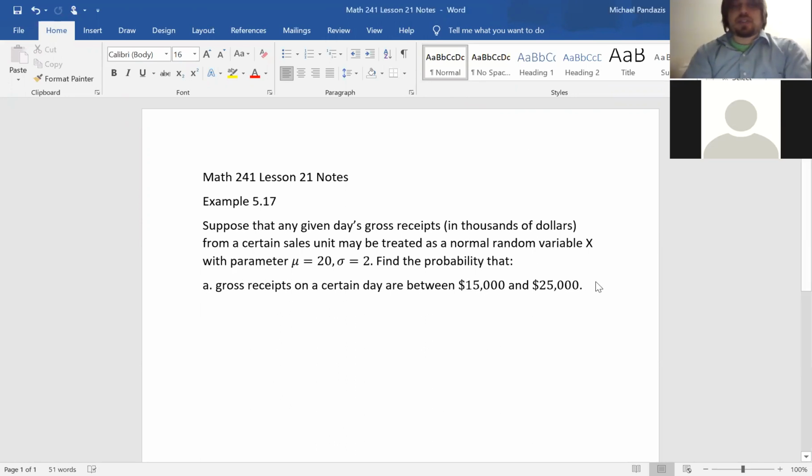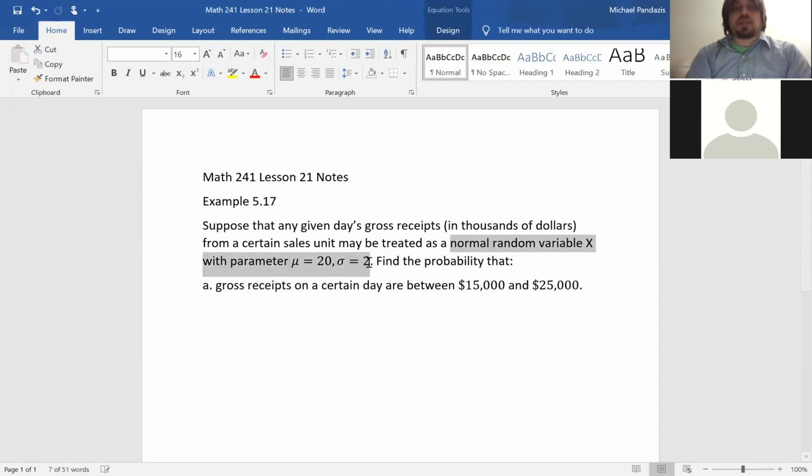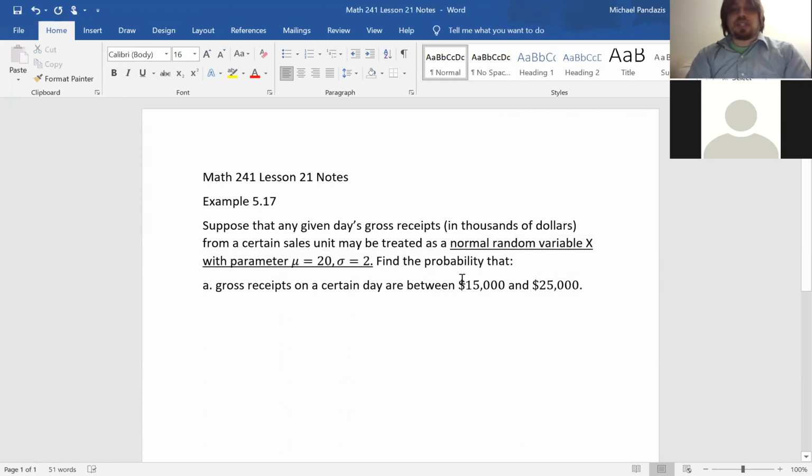Okay. So let's find the answer to this. The example again: suppose that any given day's gross receipts in thousands of dollars from a certain sales unit can be treated as a normal random variable X with parameter mu equals 20 and sigma equals 2. Okay, so I'm gonna highlight that part. Find the probability that gross receipts on a certain day are between $15,000 and $25,000.